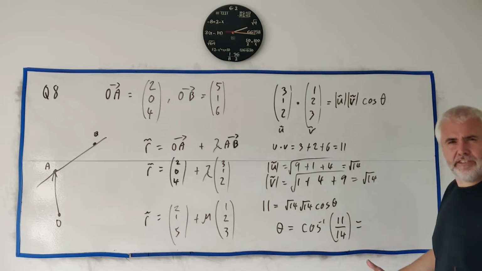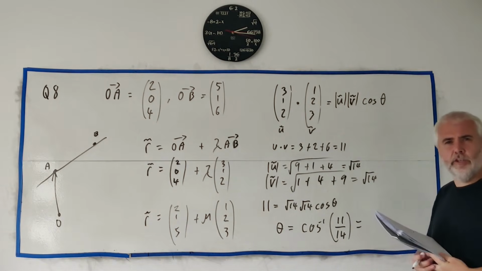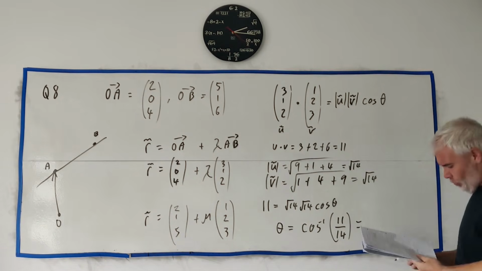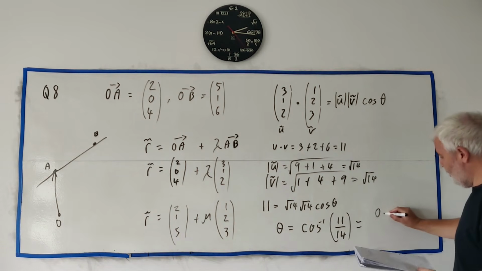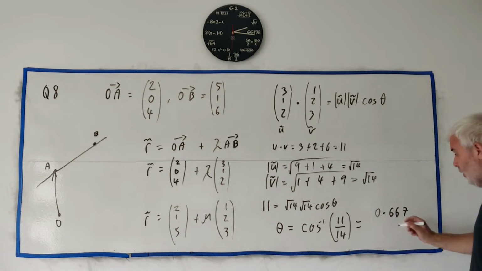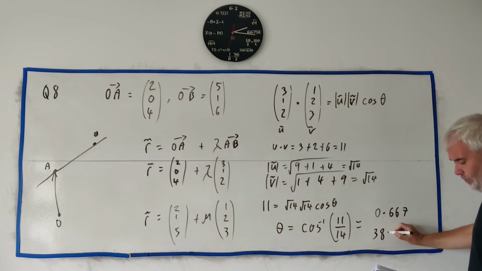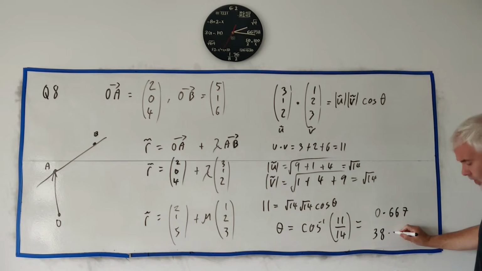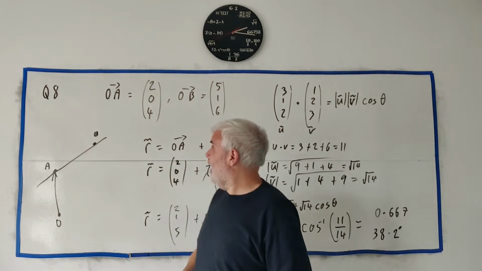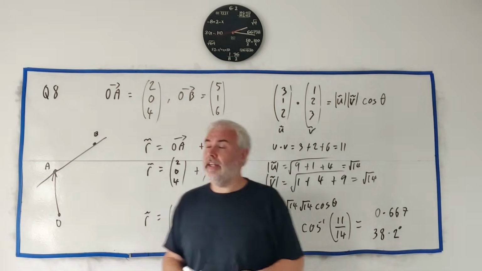I don't think they told you to use degrees or radians, so I have both answers here. In radians, it'd be 0.667, 3 decimal places they want. And when you're dealing with degrees, they want 1 decimal place, which would be 38.2. So either of those answers are fine. And that's it for question 8.